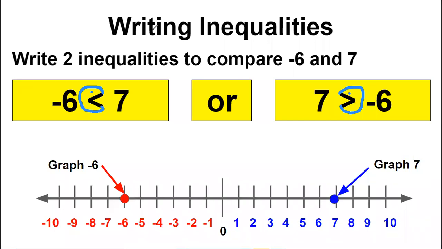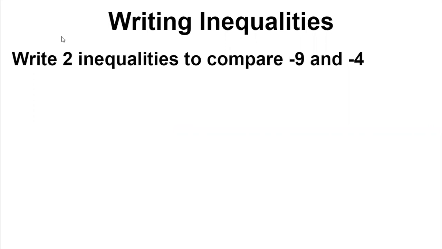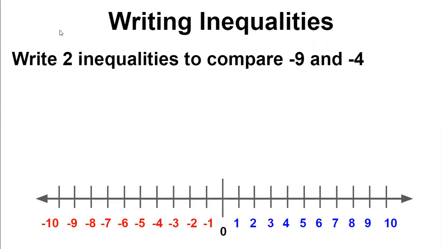Again, Pac-Man is eating the bigger number. Make sure you keep your signs straight. Write 2 inequalities to compare -9 and -4. Here's our number line. Let's graph -9 and -4. There's -4. And there's -9. Pause the video and write 2 inequalities. And then come back and see if you got them right.